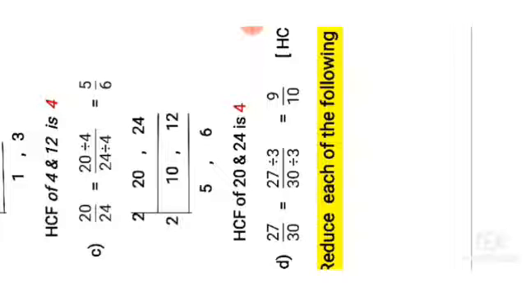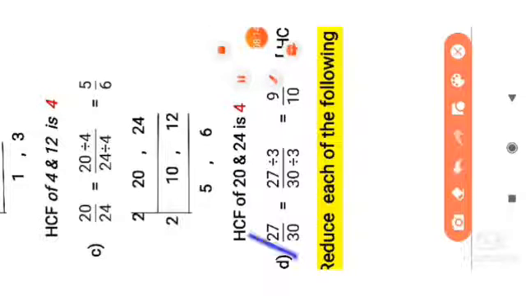Next, come to the next sum. This sum I am keeping for you, and you will finish it. Number D. You will try to do this sum on your own. First, check what the numerator is: 27. The denominator is 30.